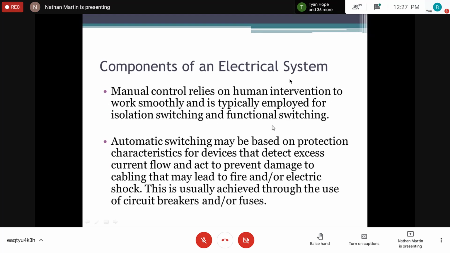Continuing. All right, manual control relies on human intervention. So we're talking about how to control the bus bar or switch gear, right? We have two methods. We have the manual method.